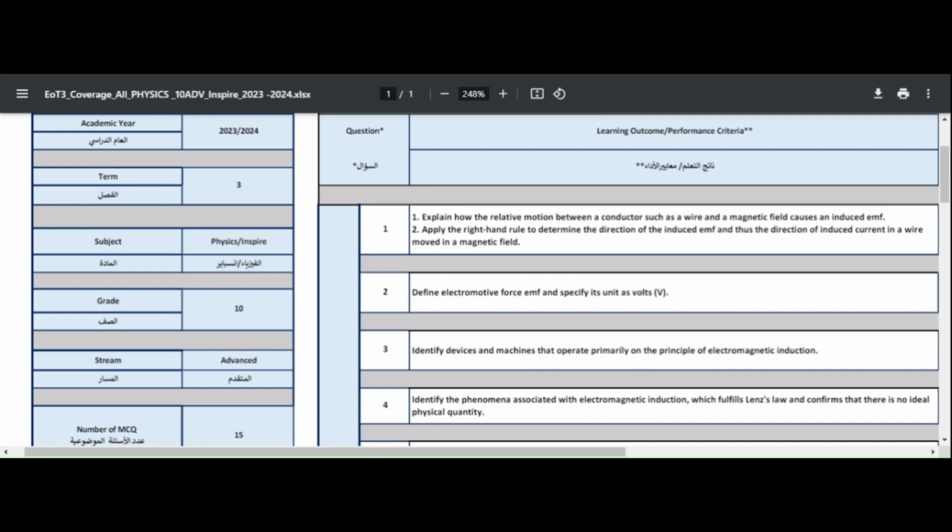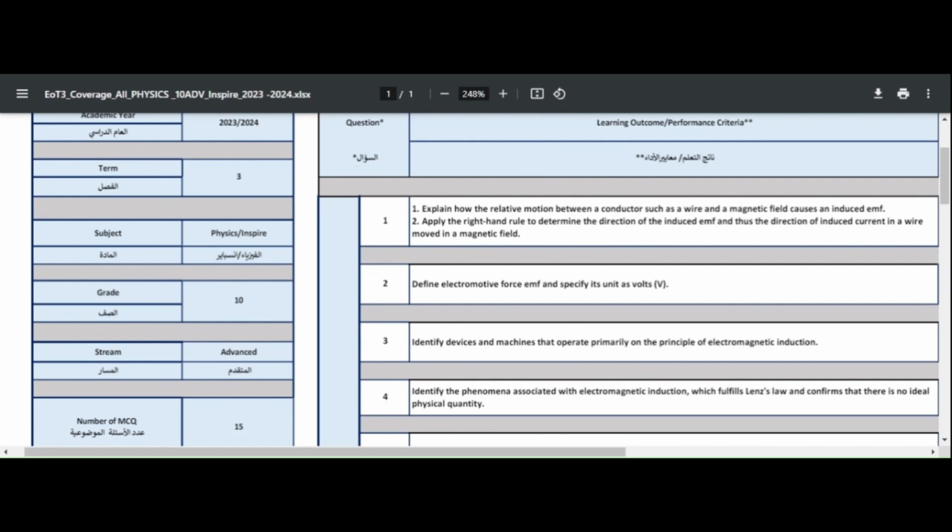In this exam coverage, we have very few chapters to study, right? So it's a short chapter. Unlike grade 9, grade 10 is easier. So, inshallah, I hope you will do well in this final term. Without much further ado, let's go to the exam coverage points, the learning outcomes.